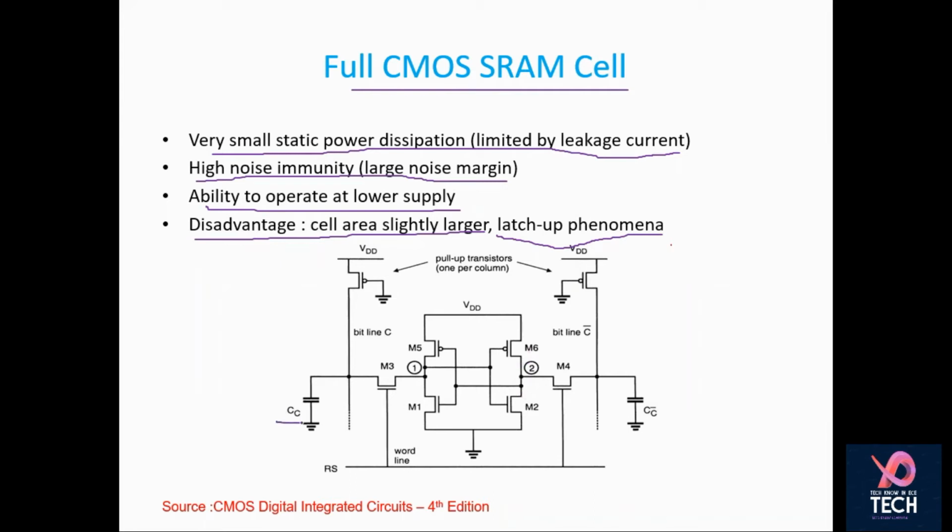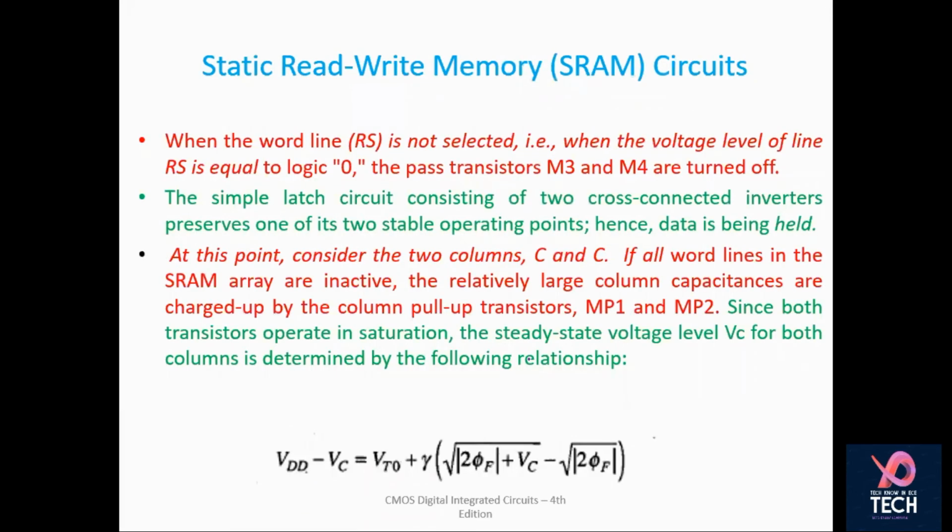Then the row select signal is provided to the word line so that M3 and M4 can be on and data can be accessed from node 1 and node 2. When we use the term access, it means you can either read the data or write the data. It depends on what kind of operation you are going to perform. There are certain points related to static read-write memory circuits.